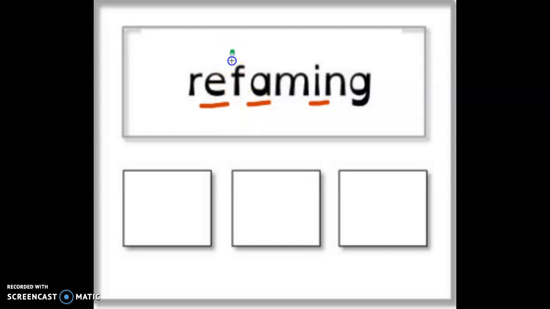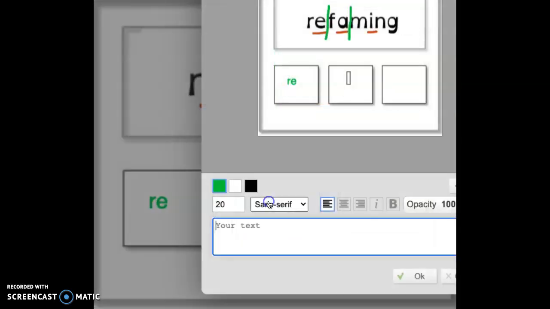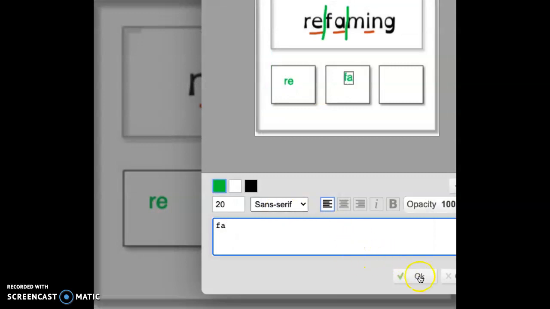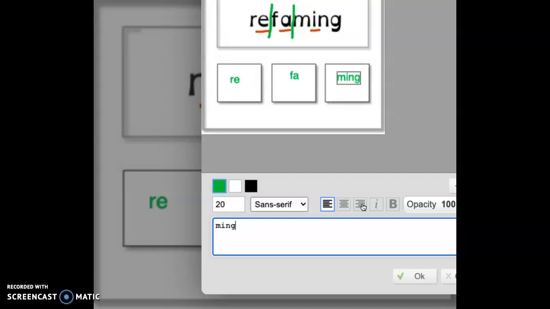Let's do it before the consonant F. Okay, now we look at the next two vowel letters, A and I, and we can do it, again, before the consonant. So in this word, the first syllable is R-E, the second syllable is F-A, and the last syllable is M-I-N-G.